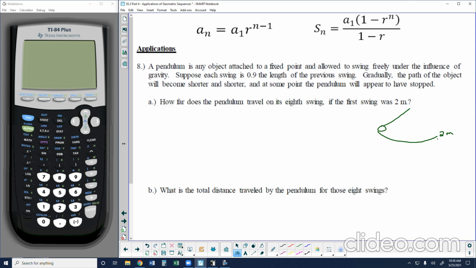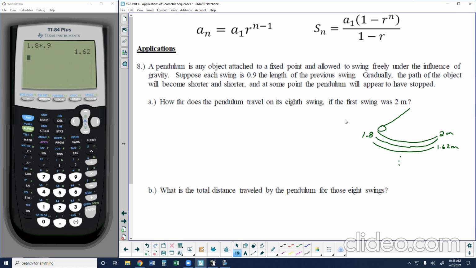Then from there it comes back down and travels, but it doesn't get quite as high. This distance would be 0.9 times 2, or 1.8. Then it would swing back and it wouldn't get quite as high as the previous time, so this would be 1.8 times 0.9, which is 1.62 meters, and so on and so forth. We'd follow this pattern. It'd keep doing this.